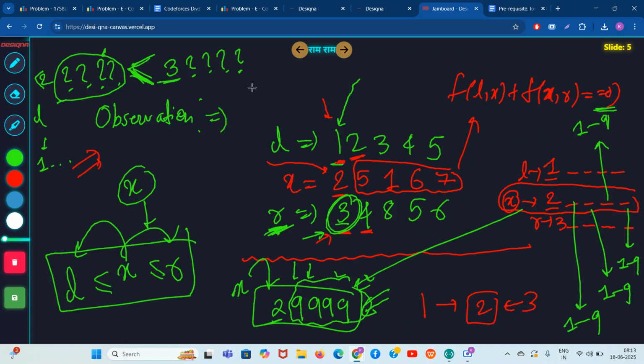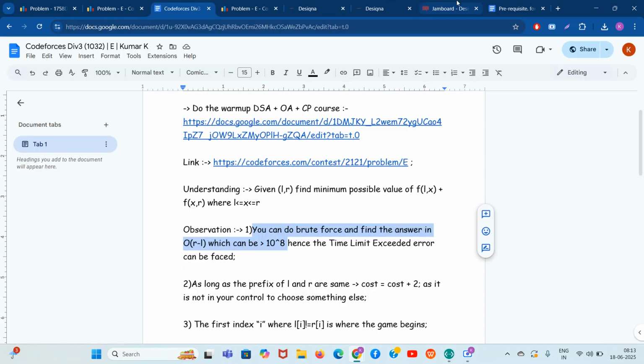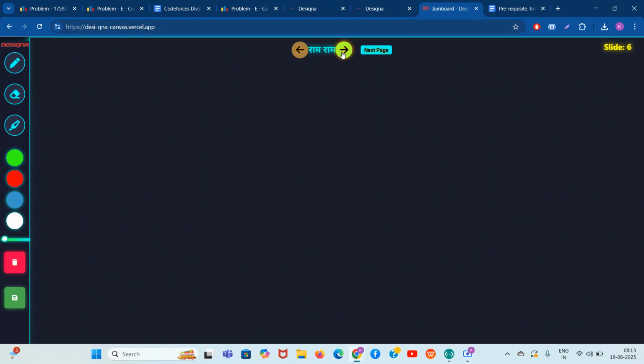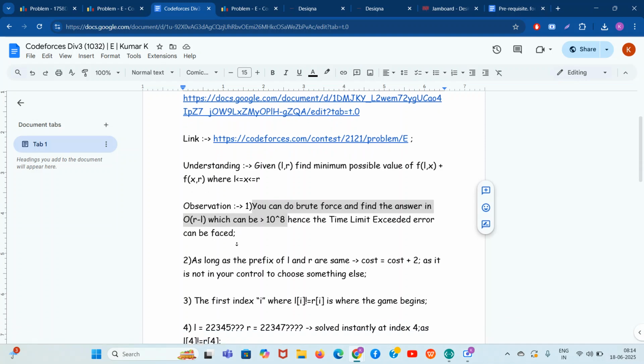But now comes a strikingly interesting observation. This only works when the first two numbers are not equal and there is some space in between them. Okay. What if the first few numbers are equal? Well, then this is the observation.